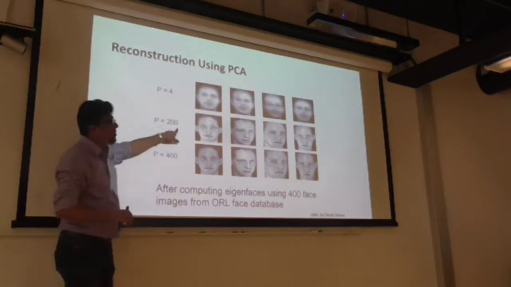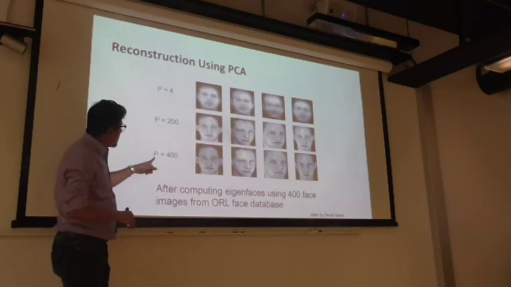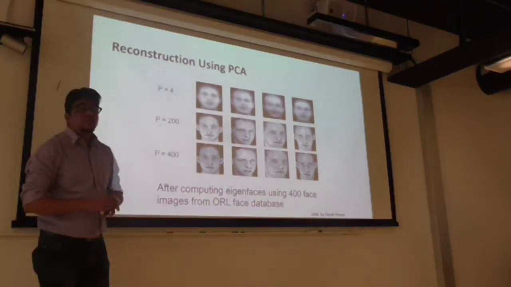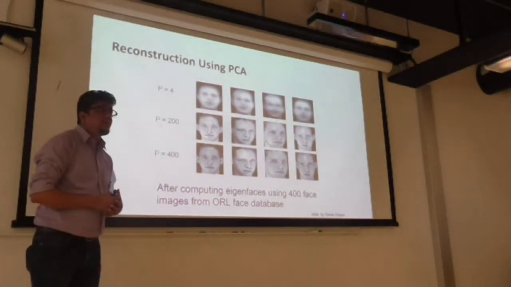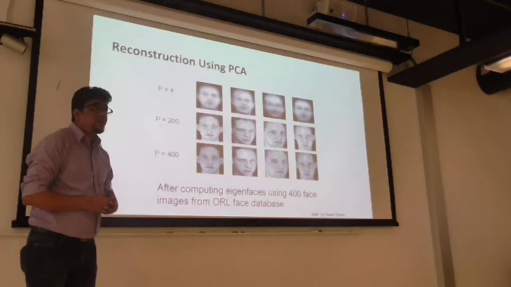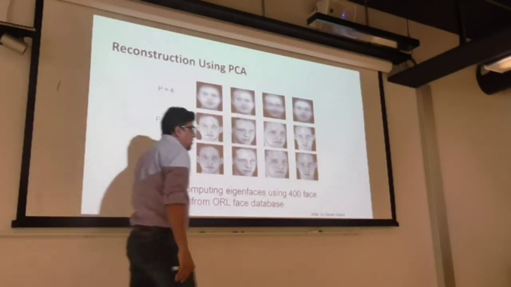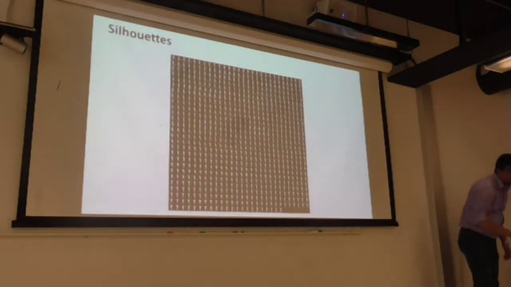If we consider 200, then we can see that it is almost there. And if we consider 400, then it is almost the original image. So that's the main challenge: how many principal components we should consider depends on the eigenvalues. If we see one example, you can understand how to apply principal component analysis.